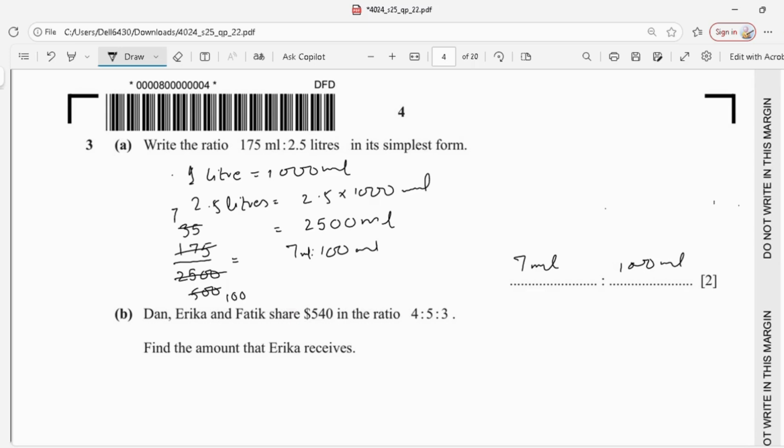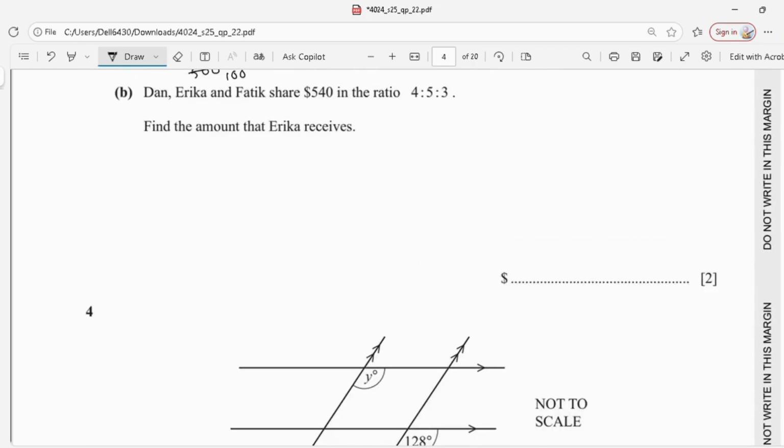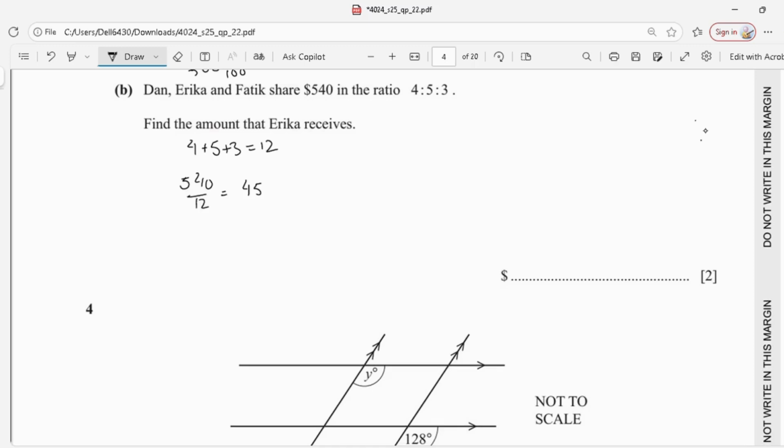Now question number 3 part B. Dan, Erika and Fatik share $540 in the ratio 4:5:3. Find the amount that Erika received. First we have to find the total of these ratios, that is 4 plus 5 plus 3 will be 12. And now we have to find one part of the share. So we are dividing 540 by 12, that is 45. So the one part is 45.